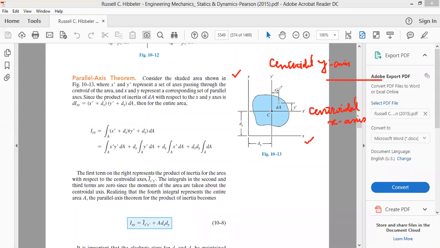Let's say we define the product of inertia. Here we have our x-axis and y-axis. The x-axis passing through the centroid is the centroidal x-axis, which is parallel to the x-axis, and another axis parallel to the y-axis passing through the centroid we call the centroidal y-axis.